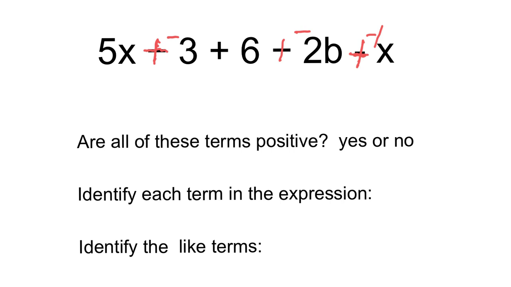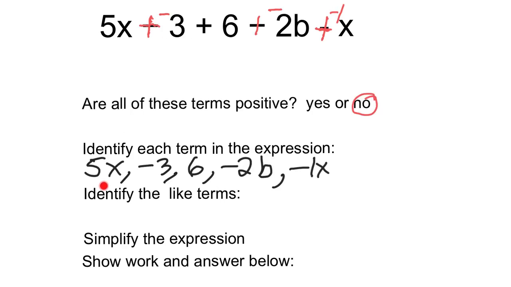All right, so I'm going to say no again. These are not all positive. And now I'm going to go through and identify my terms. Remember, terms are separated by plus or minus signs. So I have 1, 2, 3, 4, I have 5 terms in this polynomial.